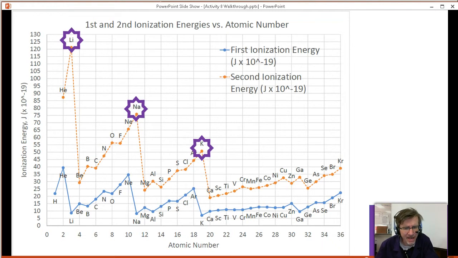That means their second ionization energy is huge, relatively speaking, which means after you remove one electron from lithium, sodium, or potassium, they reach a somewhat stable configuration. That means they don't want to lose any more electrons. That makes sense because they've become kind of like the noble gases just ahead of them, right? Lithium's become a little bit more like helium. Sodium's become a little bit more like neon. Potassium's become a little bit more like argon.